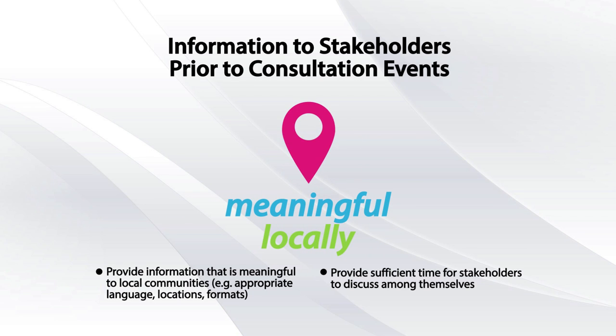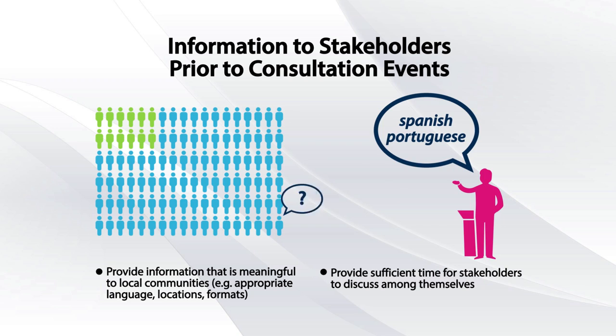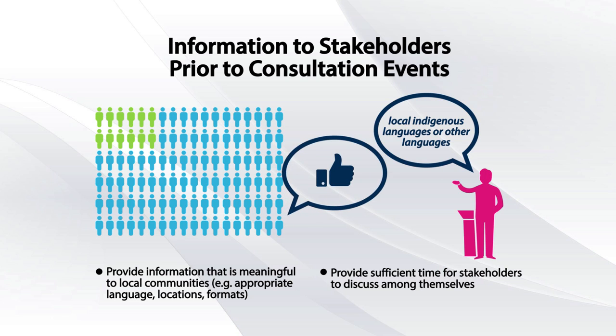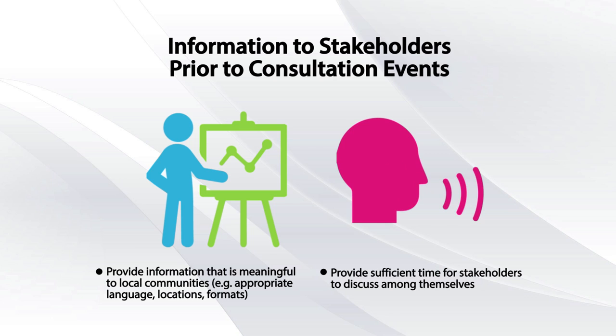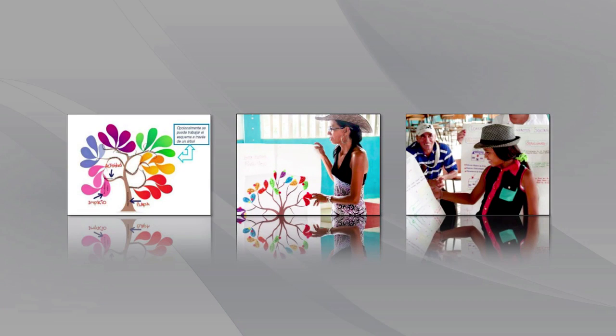This means, for example, that if the majority of the local population does not speak Spanish or Portuguese, we need to provide it in local indigenous languages or other appropriate languages. We need to do it visually or verbally to people who are illiterate, and in general make sure that this is meaningful. There is a good practice example shown here in these photographs.